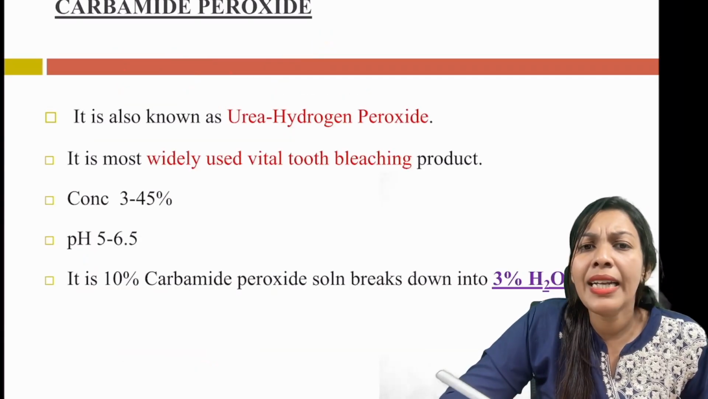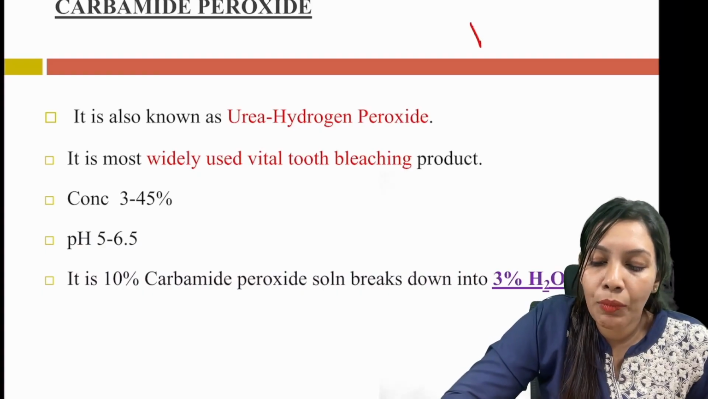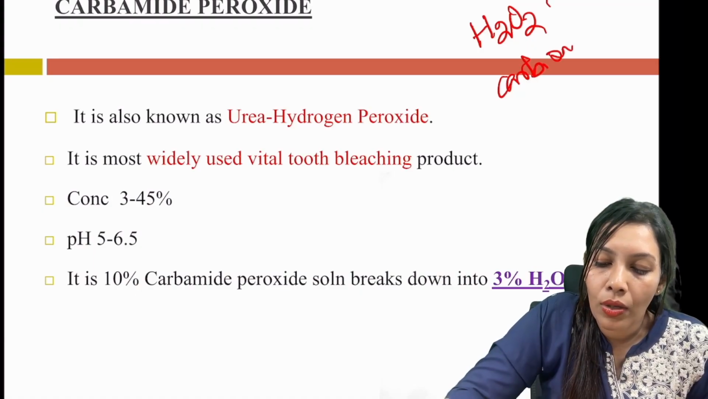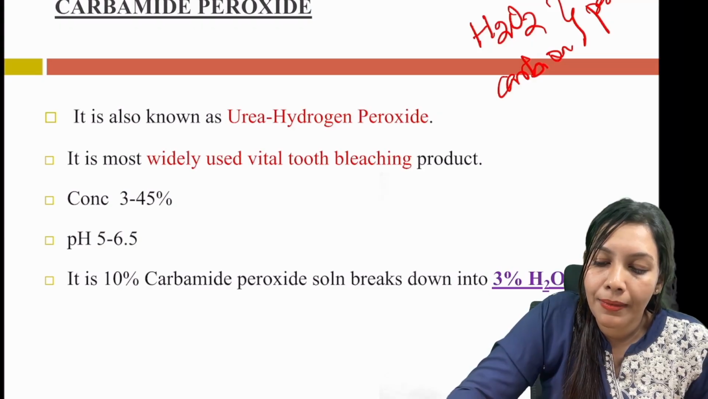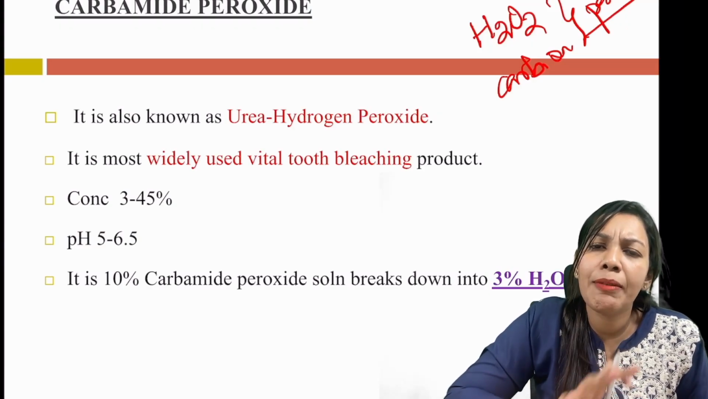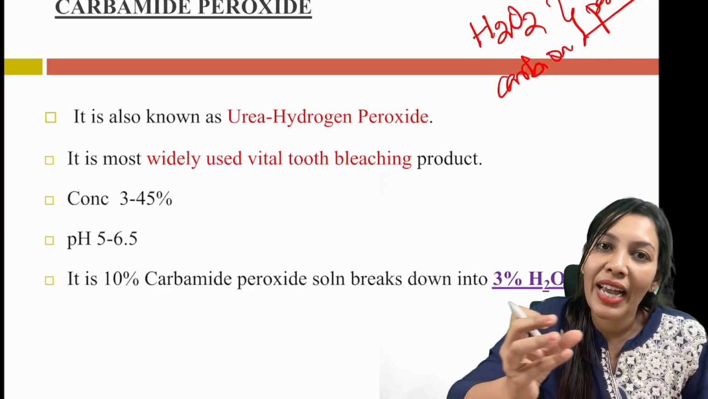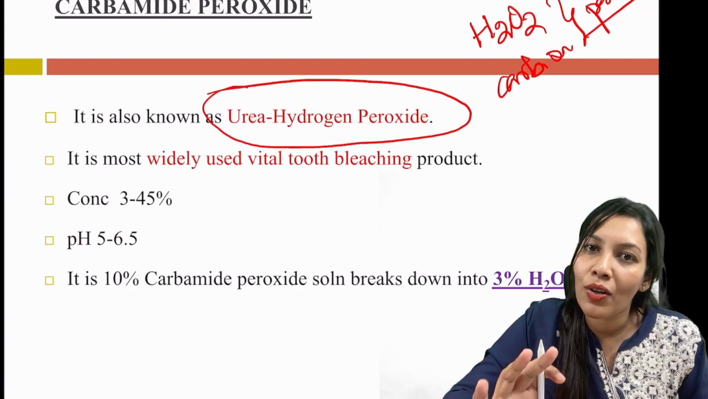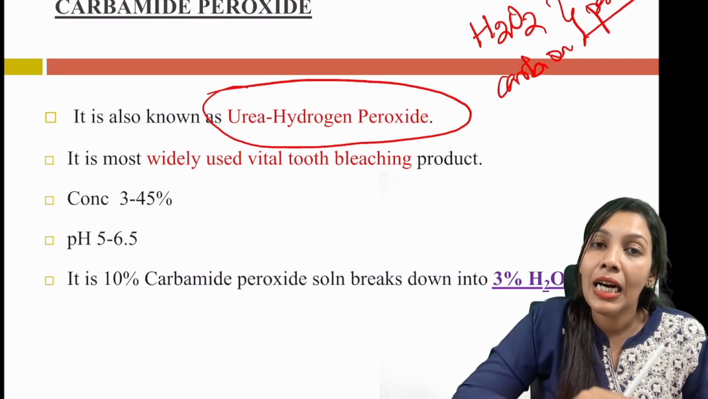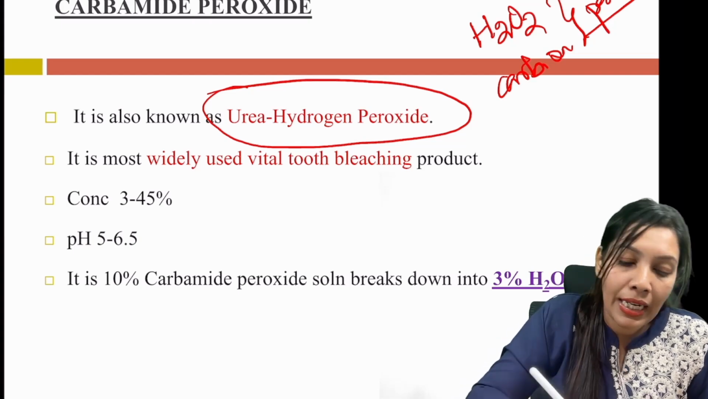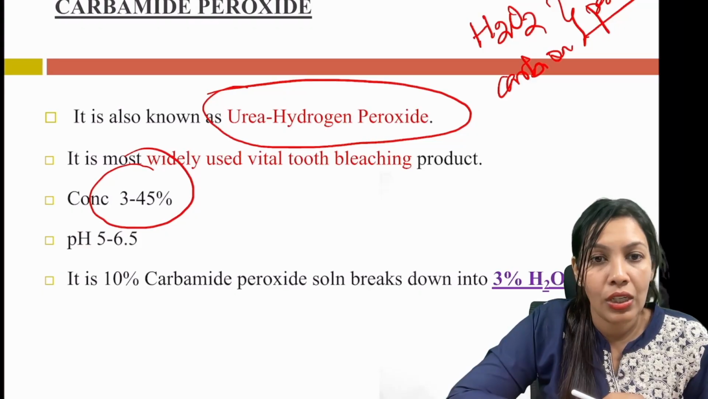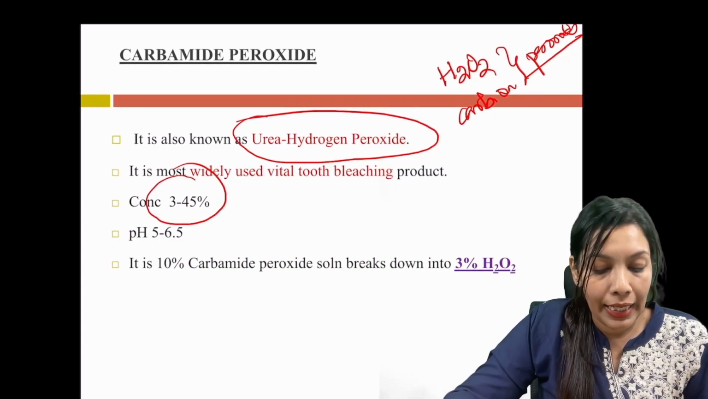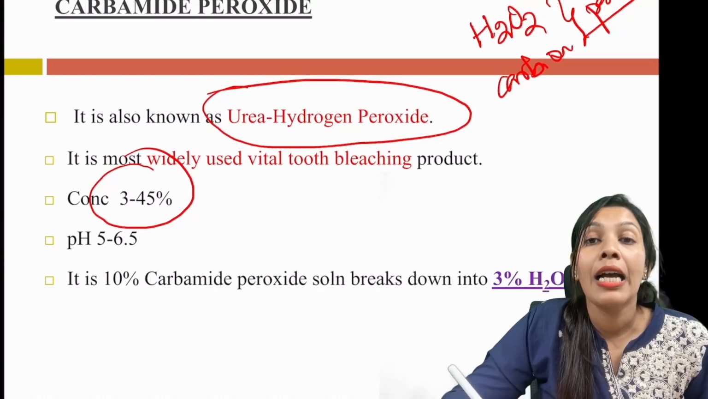Okay. Next is carbamide peroxide. So as I said, the most commonly used is hydrogen peroxide. And next is carbamide peroxide. These two are the peroxides. Actually, carbamide peroxide is similar to hydrogen peroxide, but it has an extra component called urea. So urea along with the previously seen hydrogen peroxide is carbamide peroxide. So simple. Earlier the concentration was about 35%. Here it is 3 to 45%. Right. And the most common is 10% carbamide peroxide.